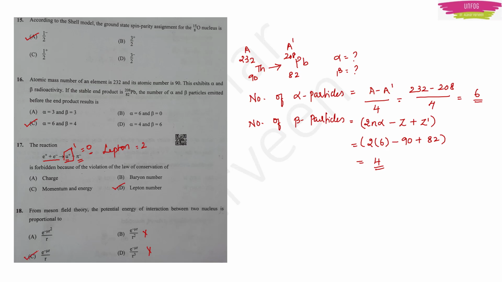Actually, talking about meson field theory, Yukawa gave meson field theory in 1935. He gave this potential also, E raised to minus mu r by r. Here mu is mass of the particle and r is the radial distance to the particle. So option C is the right answer. Moving on to question number 19.